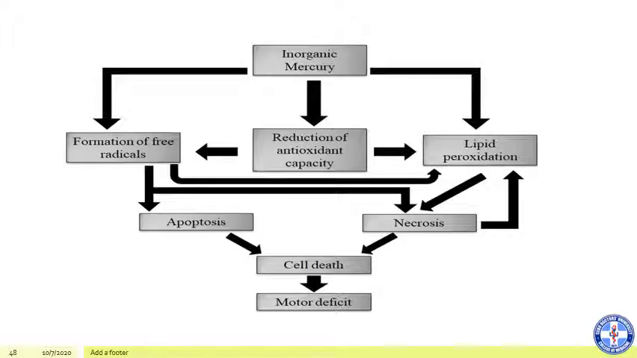In this slide, it shows how inorganic mercury affects the human body. If you are exposed to this chemical, there will be a formation of free radicals, reduction of antioxidant capacity, and lipid peroxidation. These three processes can lead to apoptosis and necrosis that can lead to cell death and can cause motor deficit.